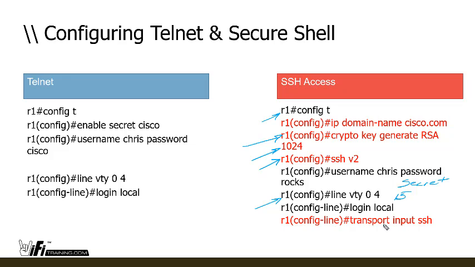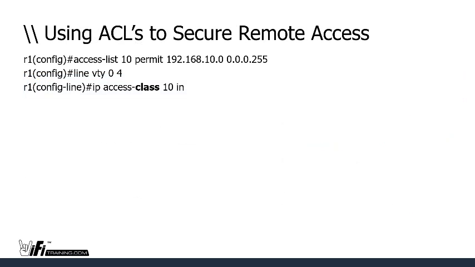So the way we lock down and say we're only going to allow SSH to this device is to use the transport input command and then specify SSH is what's permitted. Then Telnet is no longer permitted to manage that device. And again, this is good for routers and switches, any IOS capable device, autonomous APs, any of that, same stuff. Another thing we want to do to secure remote access to our devices is make sure not just anybody can access the management interface on our device.